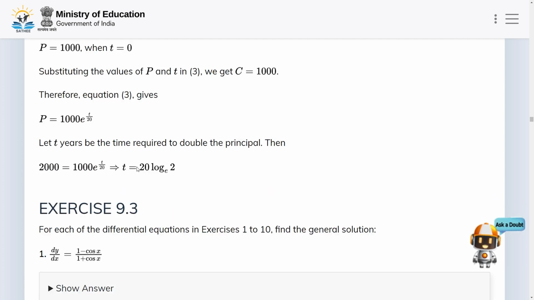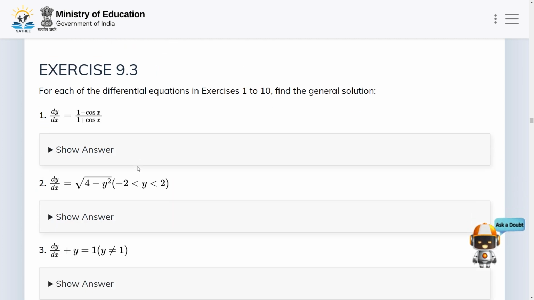Okay, let us move on. Now we will be solving exercise 9.3. If time permits, we will be solving every problem of it. Now, find the general solution. As you can see, variable separation can be applied here.